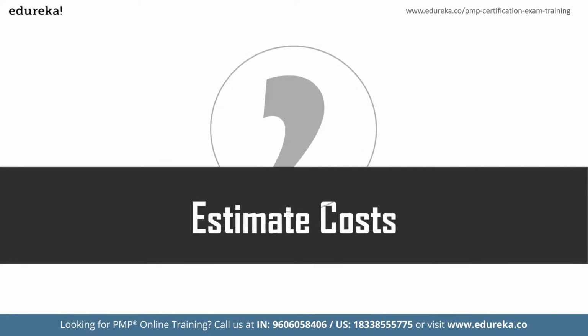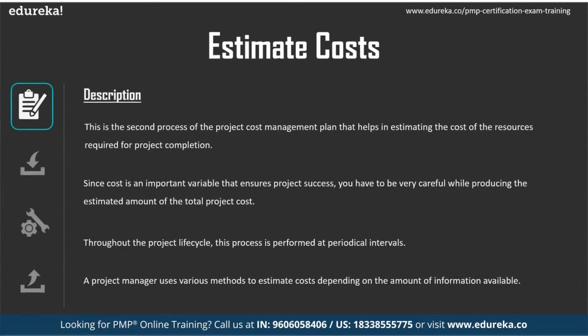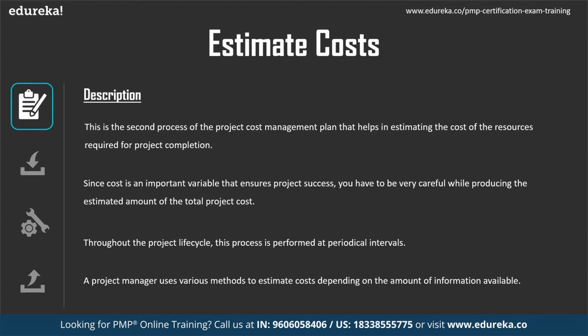So next process is estimate cost. When I say estimate cost, it is a process of developing an approximation of cost of resources needed to complete the project work. So this is the second process in the project cost management after the cost management plan that helps in estimating the cost of the resources required for the project completion. Since cost is an important variable that ensures project success, one has to be very careful while producing the estimated amount of total project cost. So throughout the project lifecycle, this process is performed at periodical intervals. A project manager uses various methods to estimate cost depending on the amount of information available.